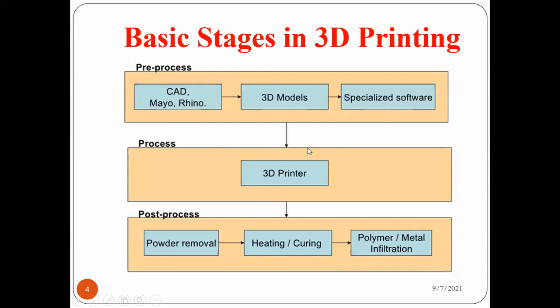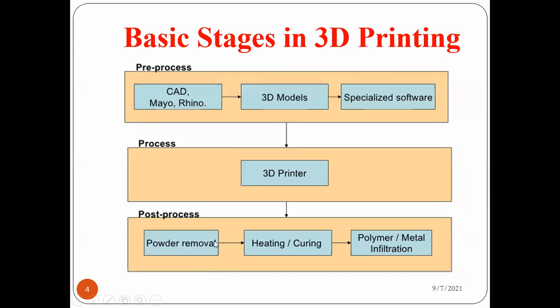Here in the pre-processing stage, we require the software. Without software, without CAD modeling, we can't do anything in 3D printing technologies. After slicing, the slice information and the machine parameters we give to the machine. Then the machine builds the model. Lastly, we get the model. Here, suppose some post-processing is required.